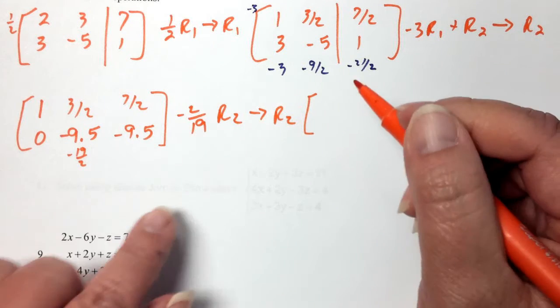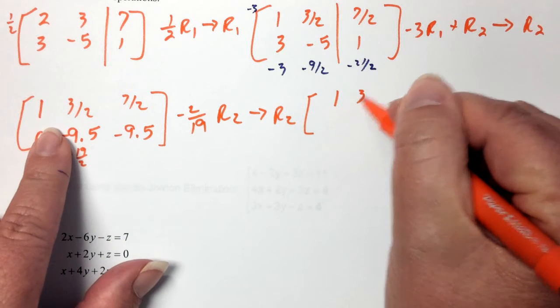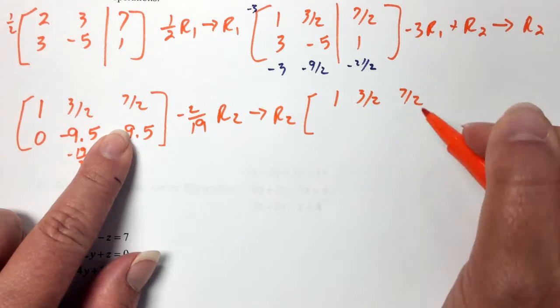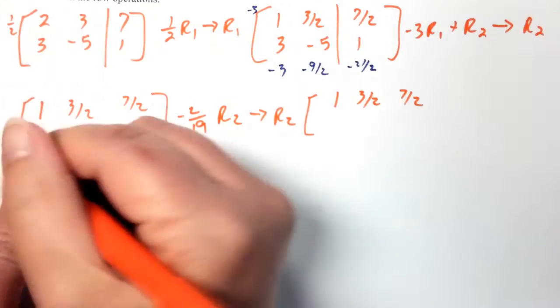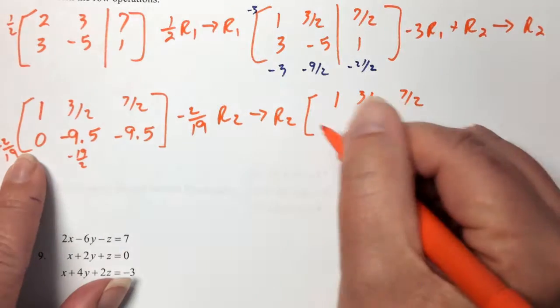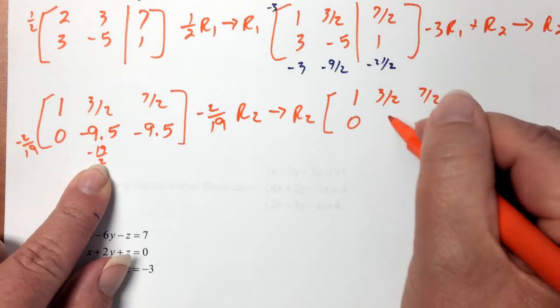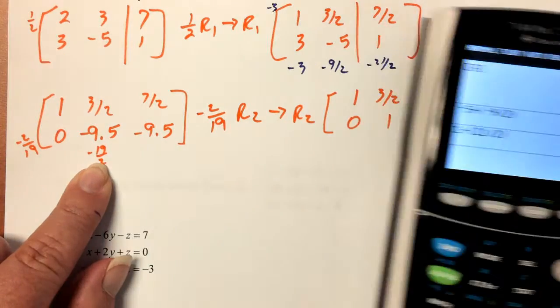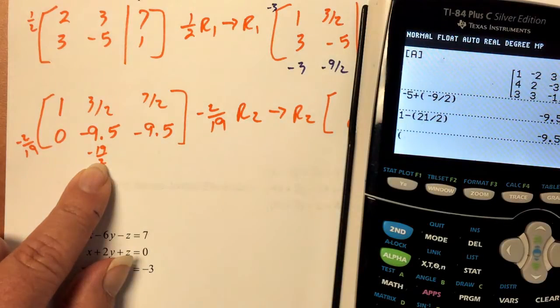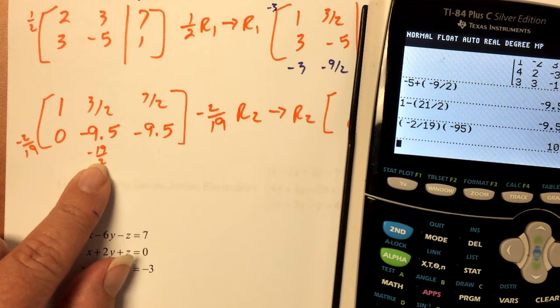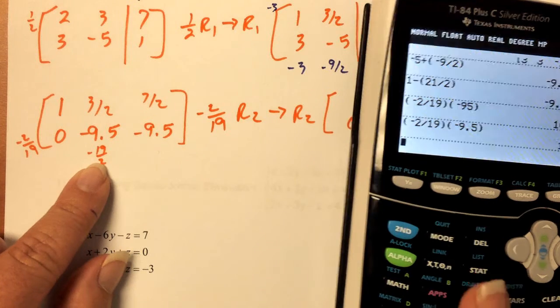Okay. So my top row will stay 1, 3/2, 7/2. 0 times -2/19 is 0. -2/19 times -19/2 is +1. And then -2/19 times -9.5, left out my point there, is +1.